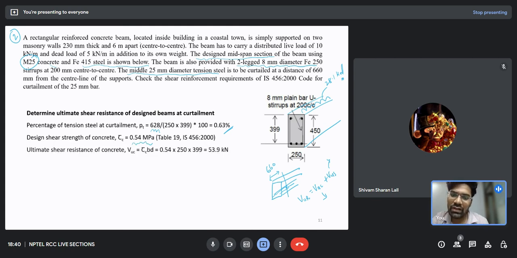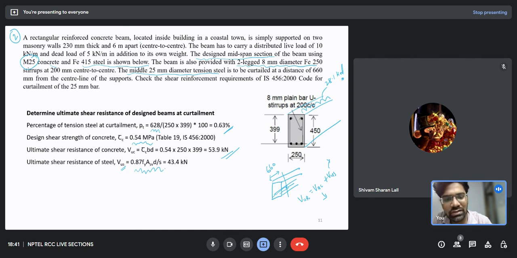Using this design shear stress, you can calculate the design shear force, and you also need to see the maximum shear stress because of the concrete. I have done that in the next slide, but before that, we find the shear force resisted by the stirrups. The formula is 0.87 Fy ASV d by s, with spacing given as 200 and d as 319. If you substitute everything, you get VUS. Adding this to VUC gives the shear resistance at the curtailment point.